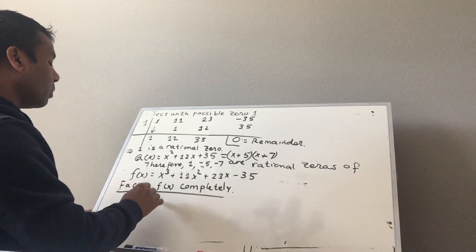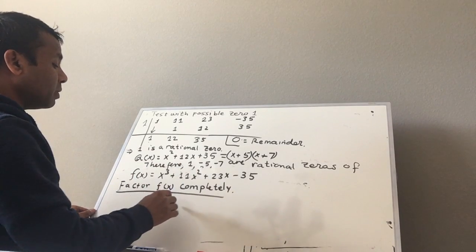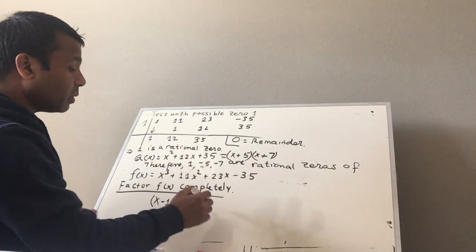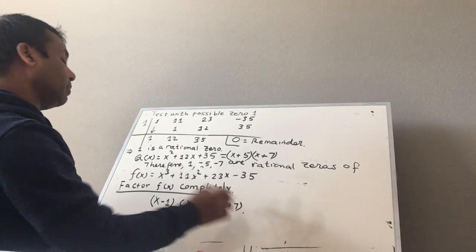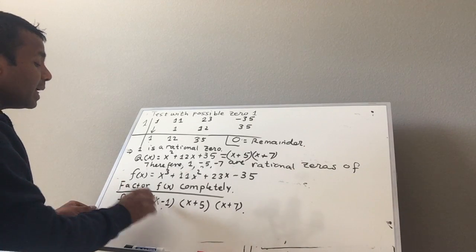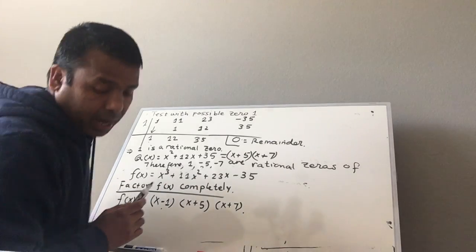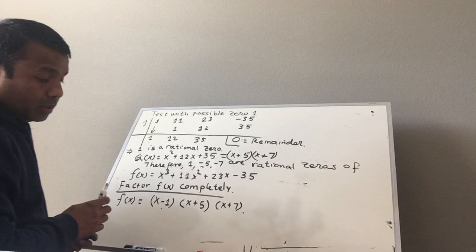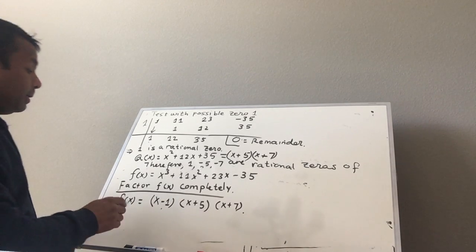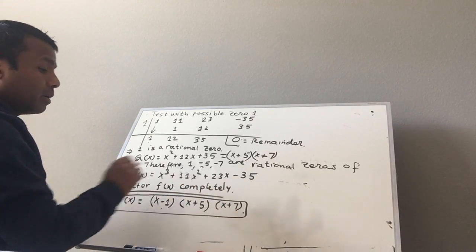If 1 is a zero, we know x minus 1 is a factor, and if negative 5 is a zero, then x plus 5 is another factor. If negative 7 is a zero, then x plus 7 will be another factor, right? So now you multiply them. So this is the factored form of this polynomial. So we factor this polynomial completely.